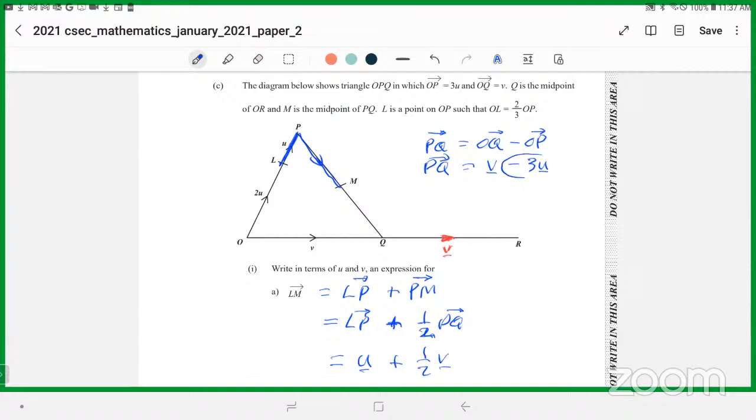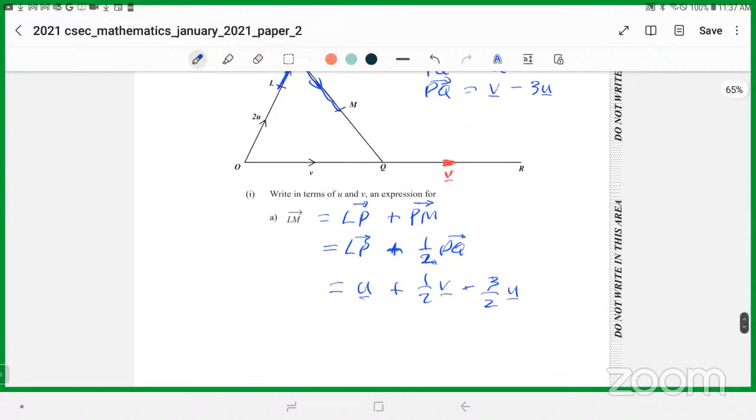And I'm doing half of the minus 3, which is minus 3 over 2U. Then I'm consolidating the values now. This is a half V. That's the only V terms. I'm going to write it first. And then this is U minus 3 over 2U.